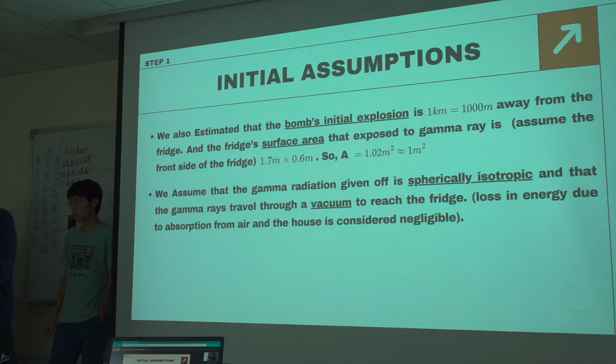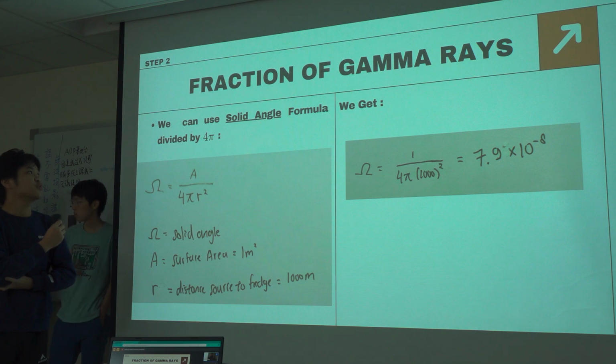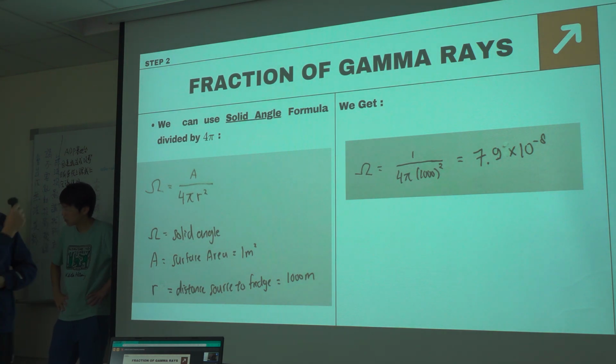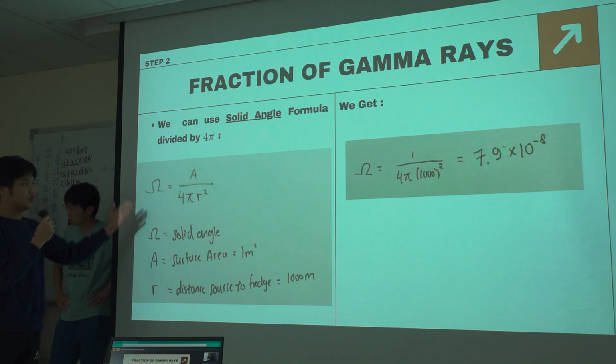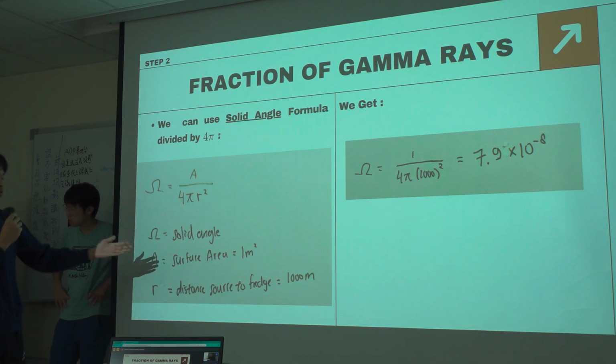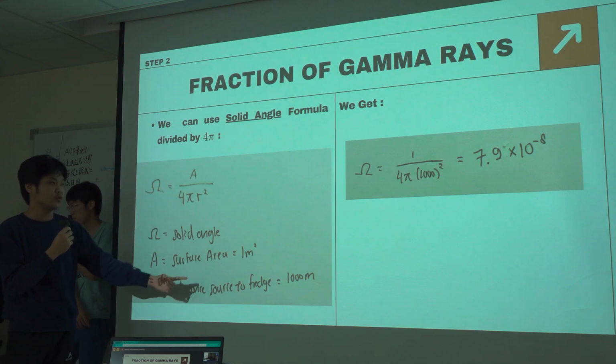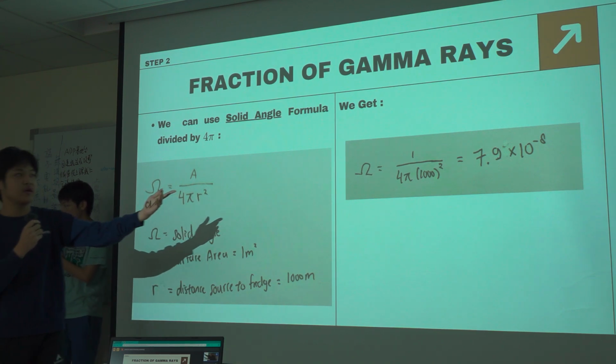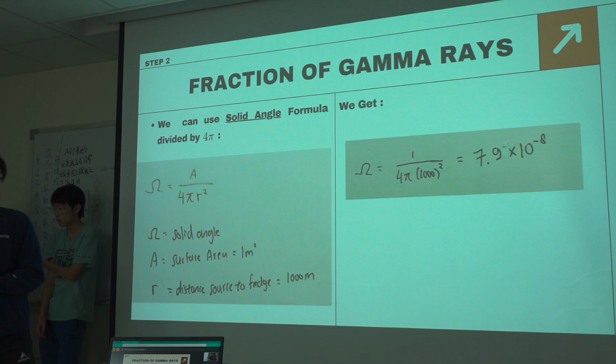Let's start with the fraction of gamma rays. We have to use the solid angle formula and divide it by 4 pi. So the solid angle is A over 4 pi r squared. You just need to input those numbers, 1 and 1 kilometer, and you will get a solid angle of 7.9 times 10 to the minus 8.